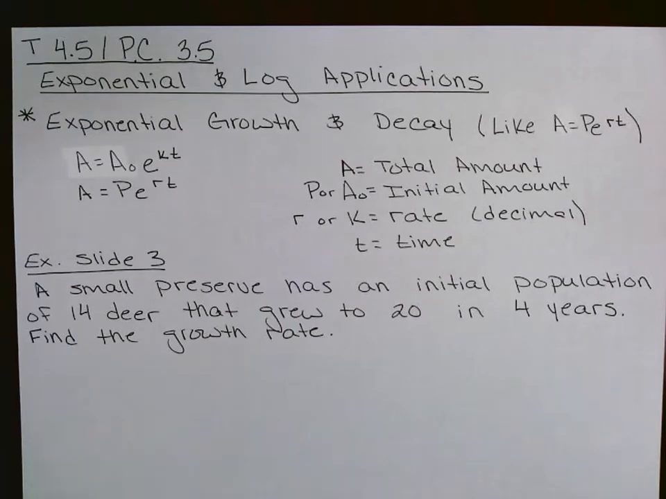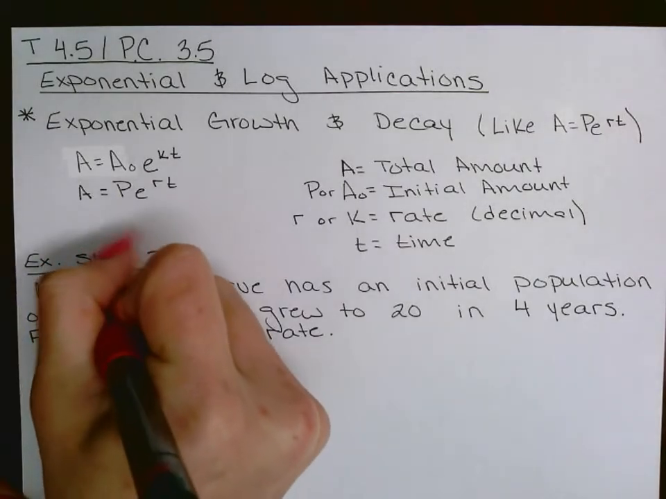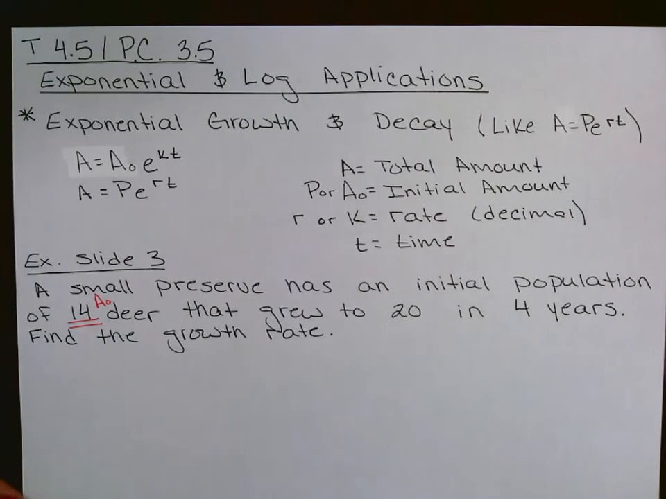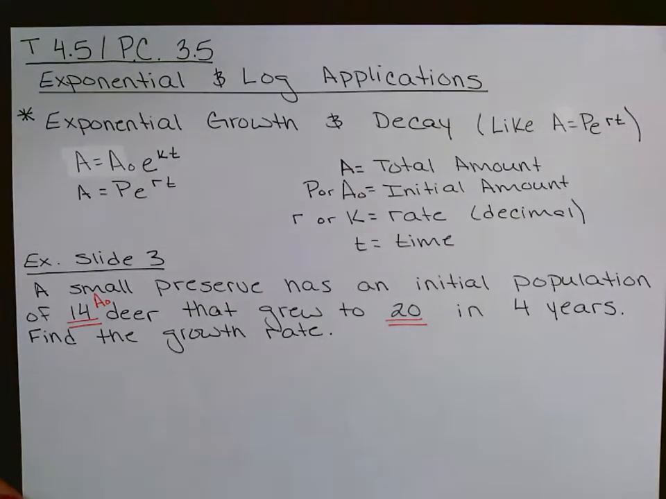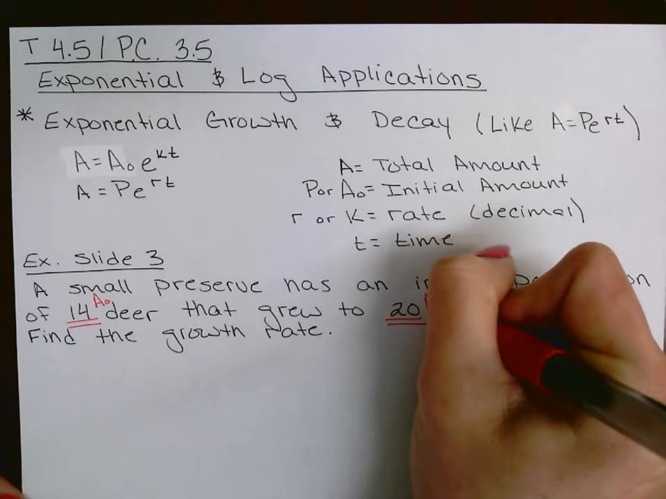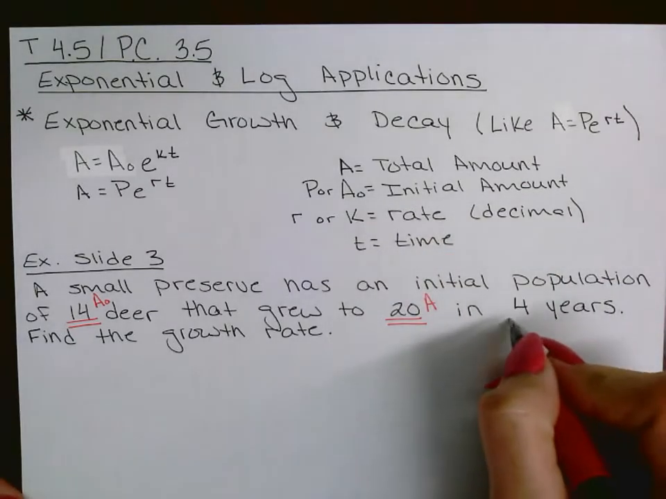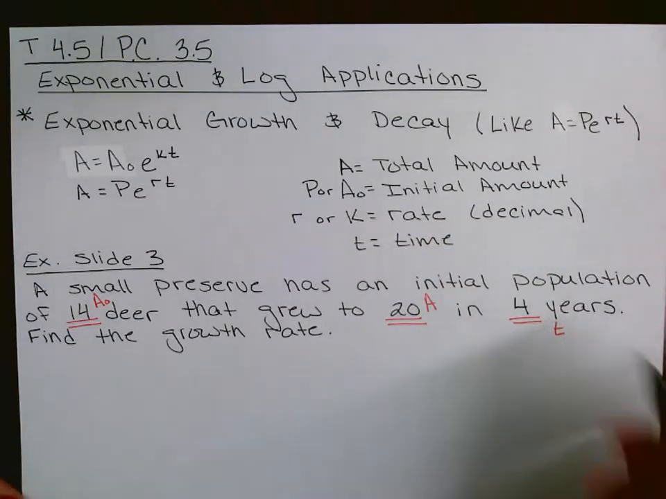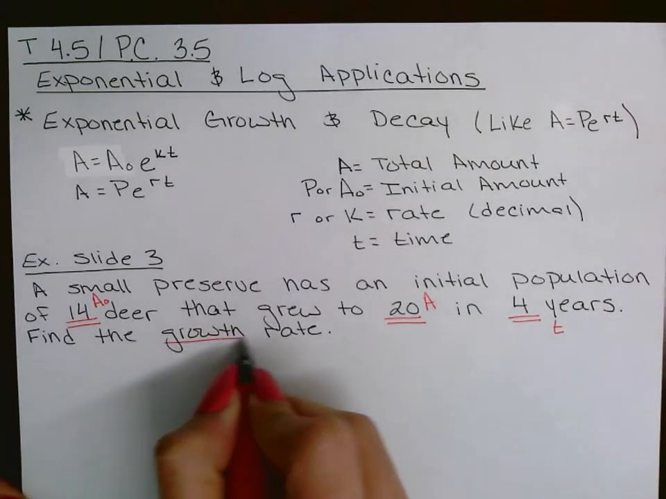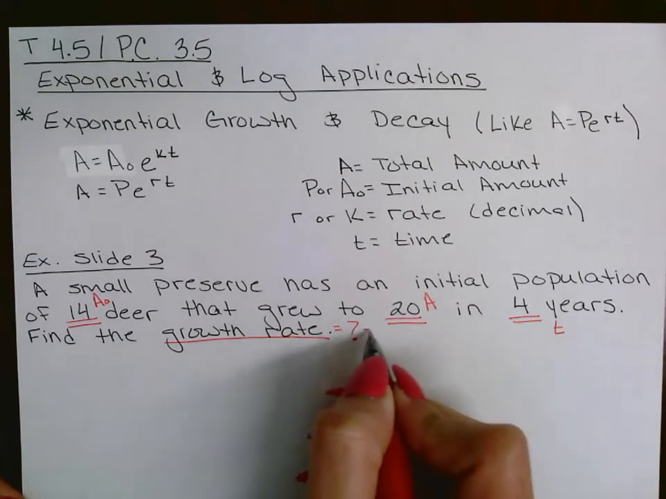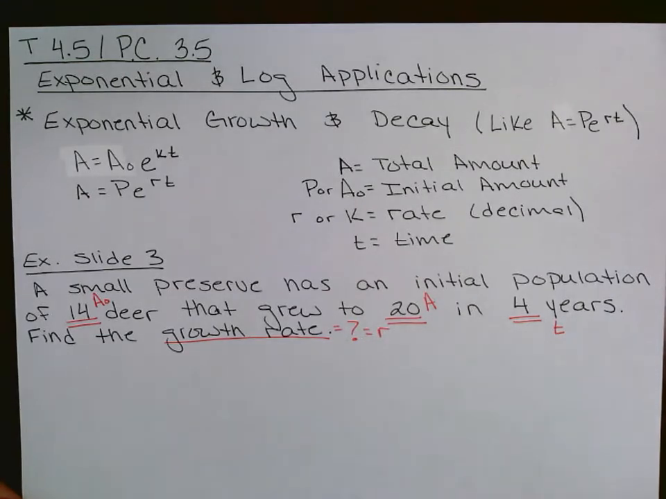So taking a look at this first question, it says, a small preserve has an initial population of 14 deer. Okay, so what's 14? You can call it A sub O, you can call it P, okay? I just want to make sure that you feel confident with it. And it grew to 20. What is that? My A. It grew in 4 years. This is my time. Find the growth rate. They're asking me for R, or K, depending on whichever one you look at, okay?